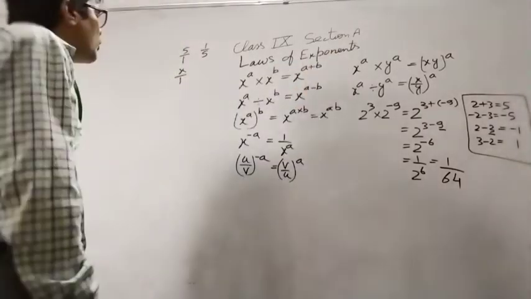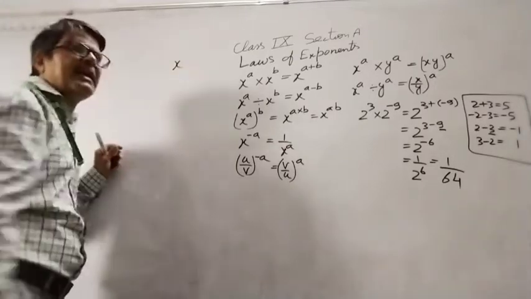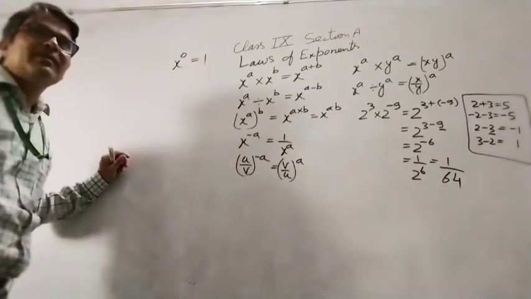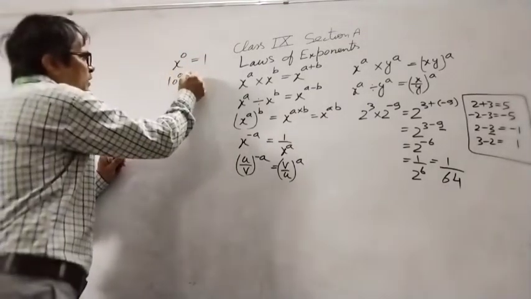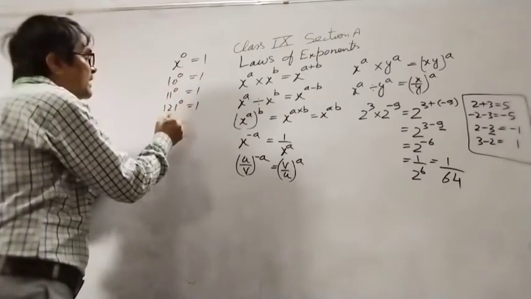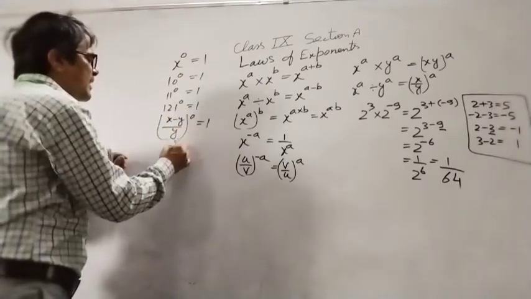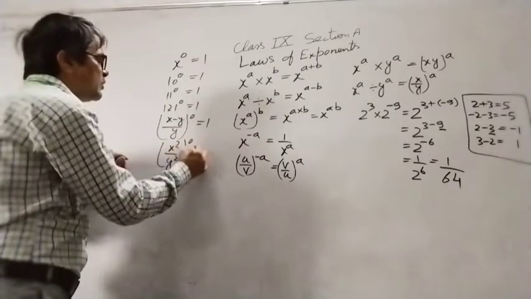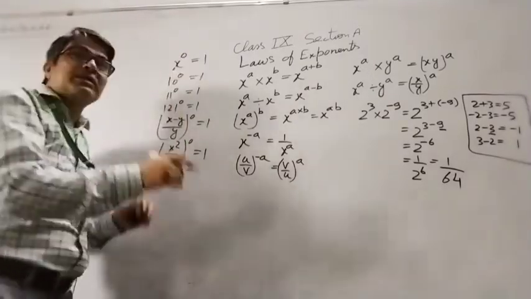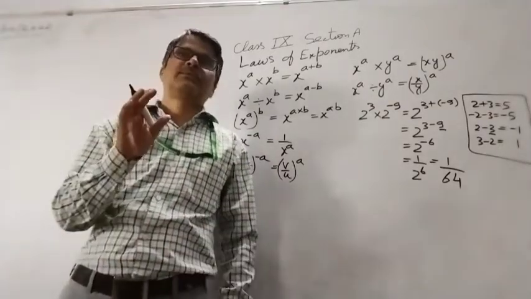One more most important rule of exponents. The power of any number or any variable, if it is 0, the value is always equal to 1. 10 power 0 is equal to 1, 11 power 0 is equal to 1, 121 power 0 is equal to 1, x minus y upon y whole power 0 is equal to 1, x square upon y square whole power 0 is equal to 1. You do not have to focus on these. You have to focus on the power. If the power is 0, then it is equal to 1.